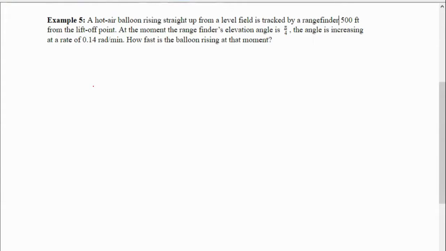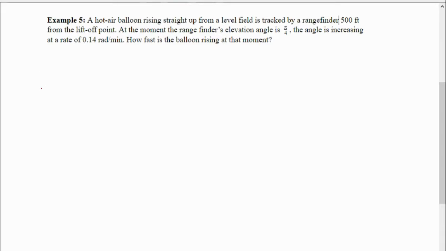Let's move into example 5. It says a hot air balloon rising straight up from a level field is tracked by a rangefinder 500 feet from the liftoff point. At the moment, the rangefinder's elevation angle is pi over 4. The angle is increasing at a rate of 0.14 radians per minute. How fast is the balloon rising at that moment?